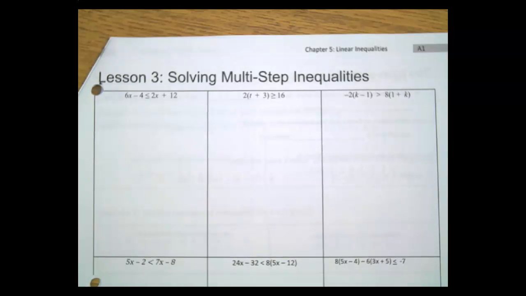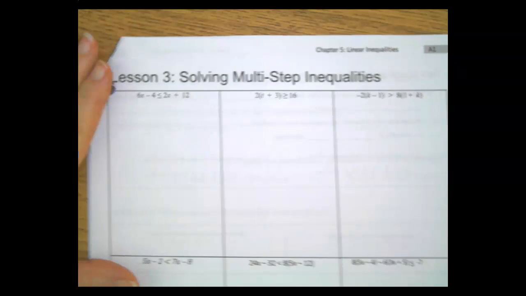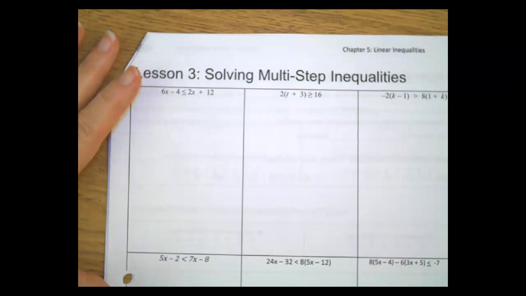So today's a little trickier. It's doing the same thing we've been doing, but we're actually doing multi-step inequalities. So we'll have some distribution and variables on both sides of the equation. This is a good review. We're not going to do all of these because I don't think they're all necessary, because we still have some on the back. So let's go ahead and get started.